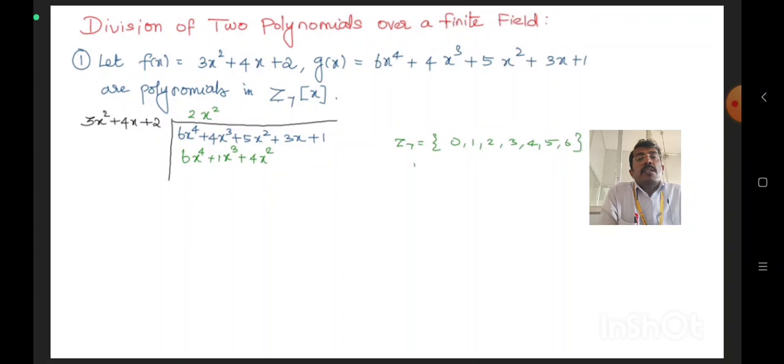First I take the first term 6x power 4 and divide it by 3x square. The result I get is 2x square, and that will be taken as the quotient. With that I multiply the divisor and list out the elements to work out the problem. That is how I have proceeded. You can see I have very clearly explained how I work here.